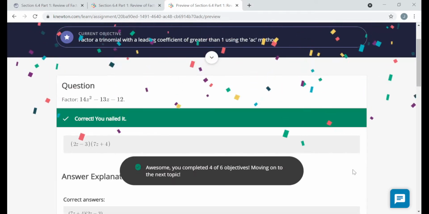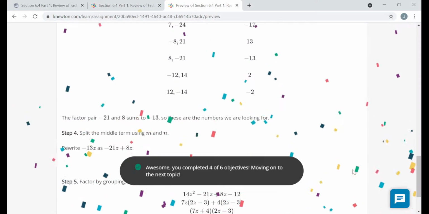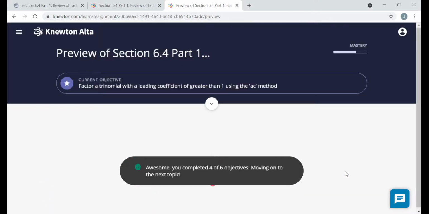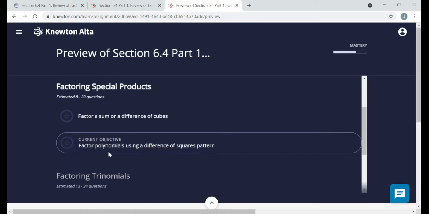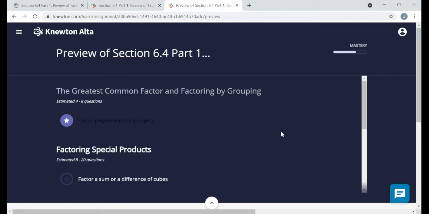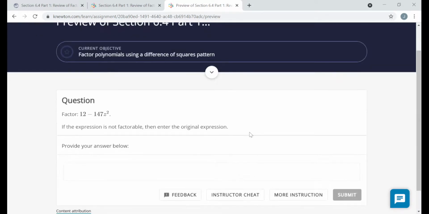Right? So now I have two objectives left, and they were under the heading of factoring special products. There's factoring differences of squares, and the other one is sum or difference of cubes, special products. Okay. And so this first one's on differences of squares. Now, here they're giving us instructions saying factor, but if the expression is not factorable, which can happen, then enter the original expression.